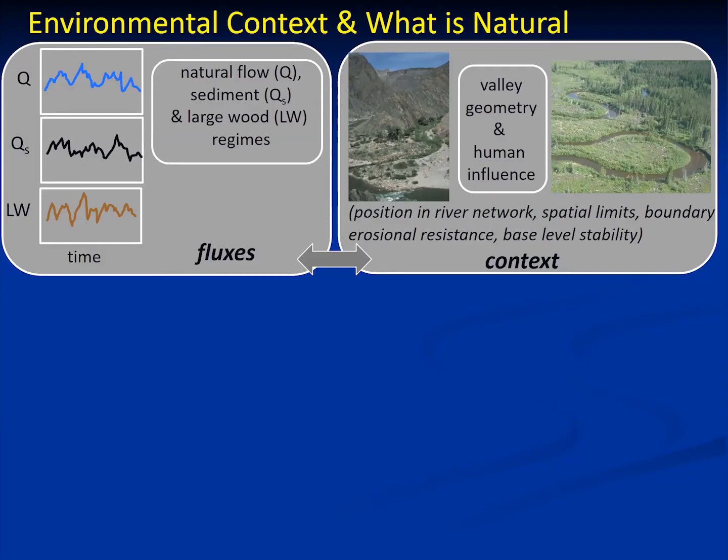The erosional resistance of the channel boundaries as a function of things like sediment or bedrock composition, riparian vegetation, the presence of large wood, those are important in terms of how they interact with the fluxes. And finally, whether the base level is stable or not downstream will have a strong influence on that context. So all the things I've mentioned so far are natural aspects at the reach scale, but of course humans strongly influence all of these. We don't change position in the network or valley geometry, but we certainly impose constraints on how the river interacts with the context through building structures such as levees or dams, for example.